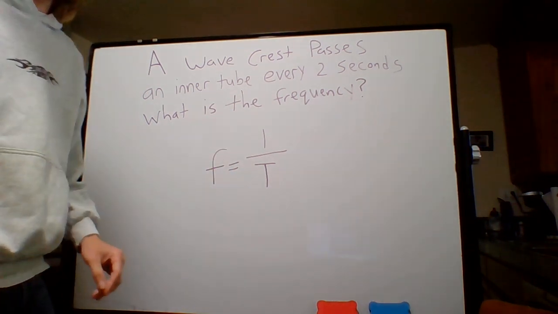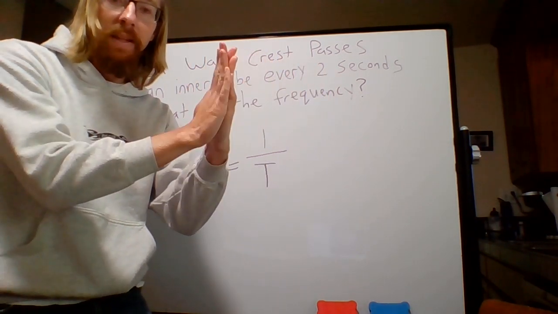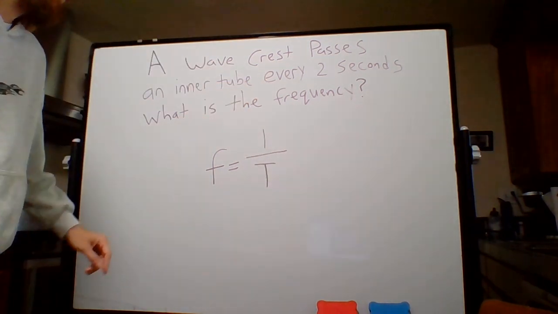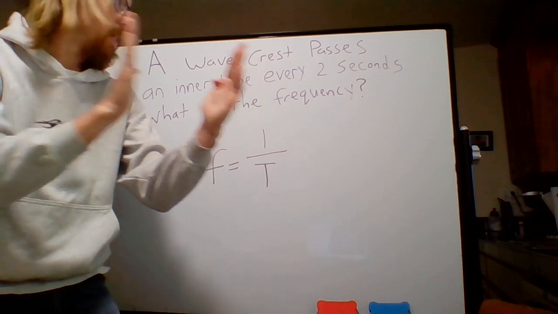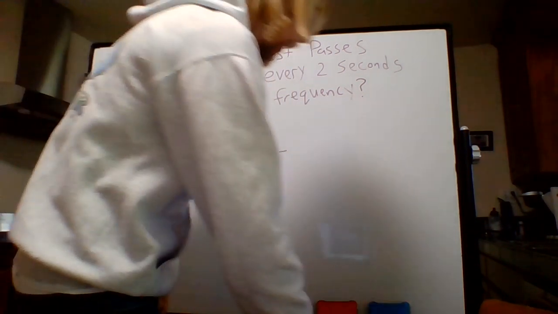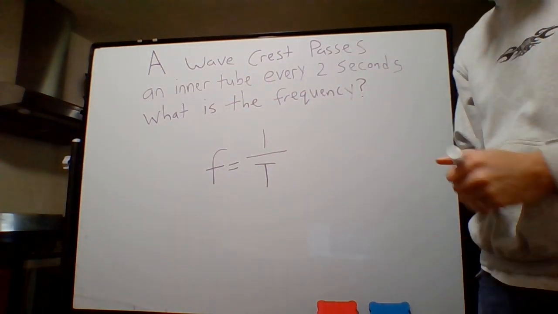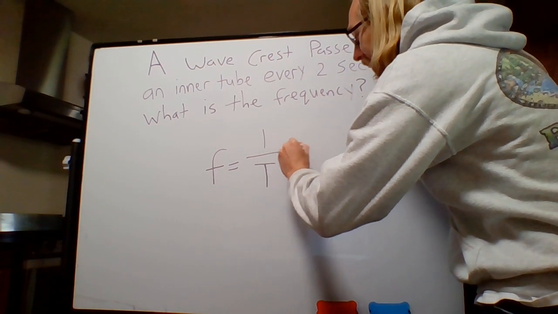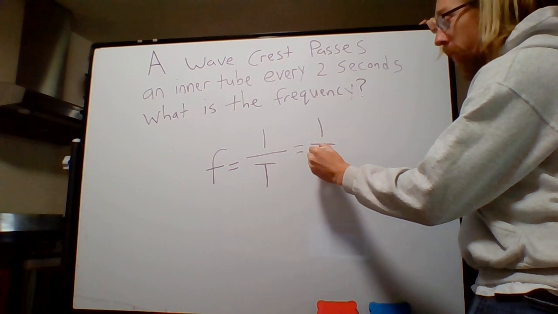And we know that a period is the amount of time that it takes a wave crest to travel one wavelength. So we're actually given the period here. The wave passes the inner tube every 2 seconds. It takes 2 seconds, so the period, T, is 2 seconds. So F equals 1 over T. That means F equals 1 over 2.